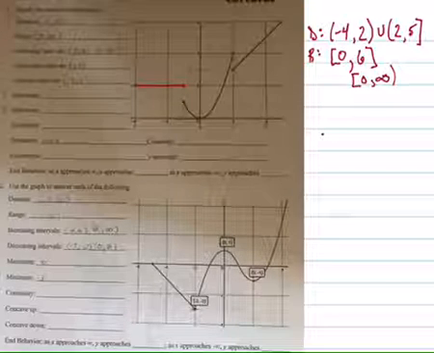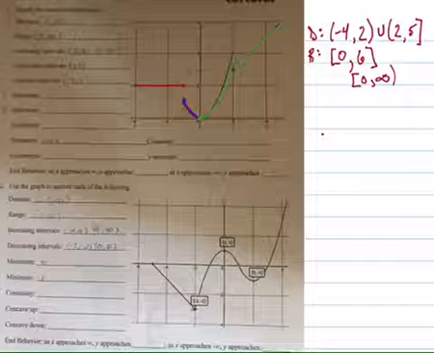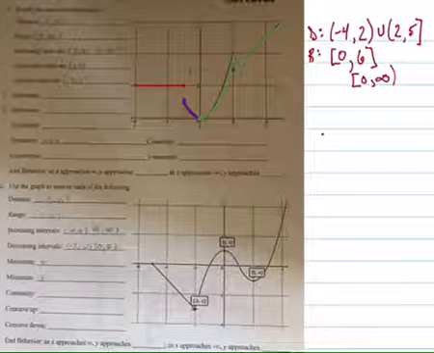I'm going to use, let's see, purple for decreasing. So it's decreasing from here all the way to there. And then it's not really increasing anymore. I'll use green for increasing. It's increasing from 0 all the way to 2, and then again from 2 all the way to either infinity or 5.